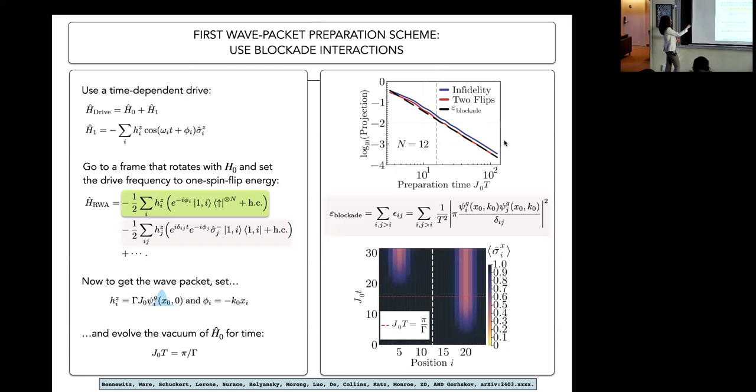And then this HZ that I introduced, well, no problem. Just set it to the parameters of your wave packet. And then you get your wave packet in one go. You just evolve the system with this Hamiltonian for time pi over gamma. You get your wave packet. Does it work? It does.